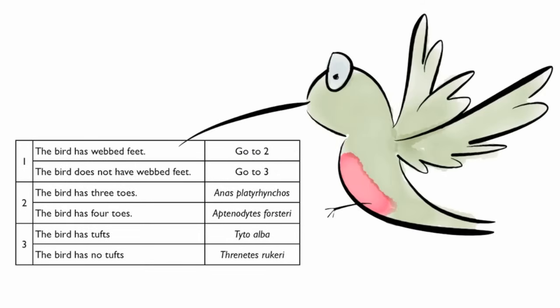To use a dichotomous key, start at number one. At number one, it's asking us to observe the feet of the bird. A hummingbird does not have webbed feet, so we'll go to step three. Step three has us examine the bird's tufts. Our bird does not have tufts. We just figured out the scientific name.